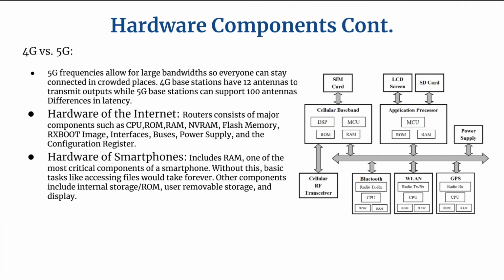So the hardware of the internet: the internet is connected through a router, which consists of major components such as CPU, ROM, RAM, NVRAM, flash memory, RX boot image, interfaces, buses, power supply, and the configuration register. Going into the hardware of smartphones, this includes RAM, one of the most critical components of a smartphone. Without this, basic tasks like accessing files would take forever. Other components include internal storage, ROM, user removable storage, and display.